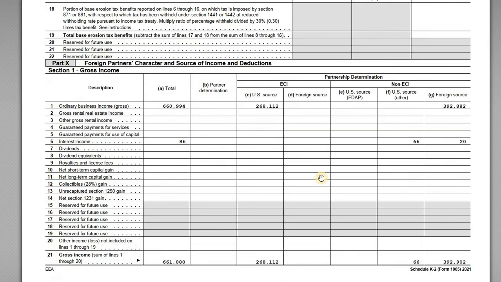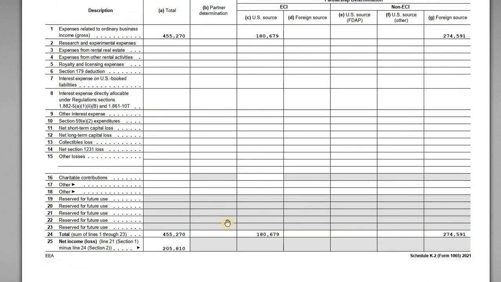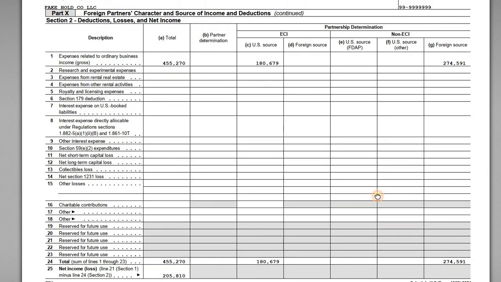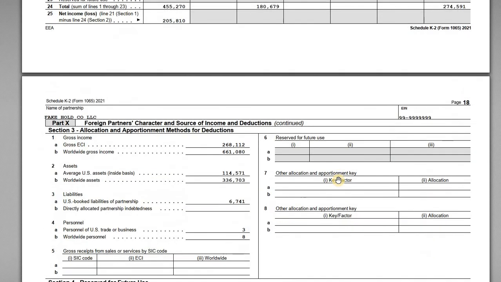Jump back down here to Part 10. So a lot of these, you can look at the numbers and do check figures yourself. Just make sure that the totals here are making sense with what's being reported on the initial pages 1 through 5 of the 1065, and all of this should start to make much more sense.